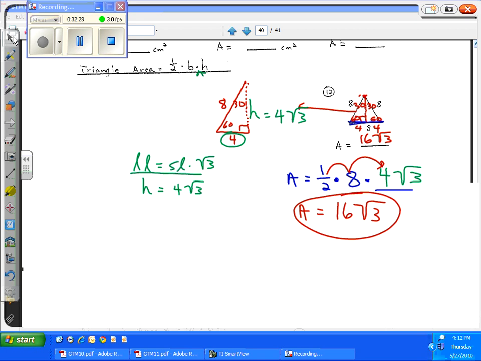Any questions on areas of triangles? So here on the first page, we've taken a look at the area of a square, every rectangle, every parallelogram, and area of a triangle. I'm going to stop there and divide this into two sections.